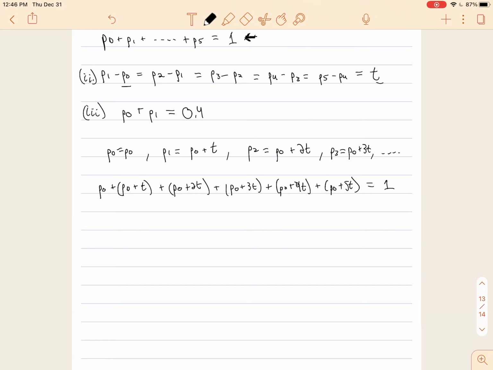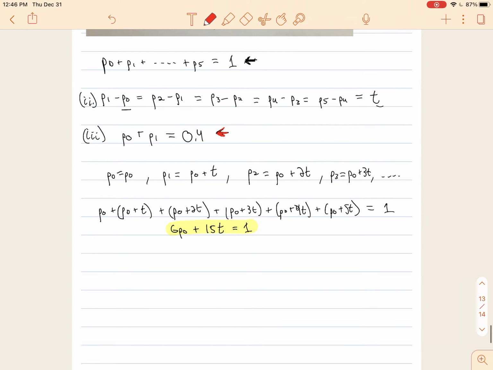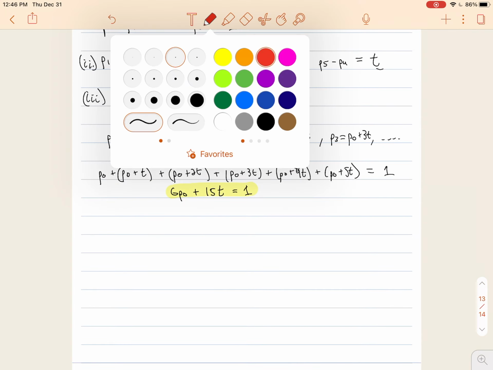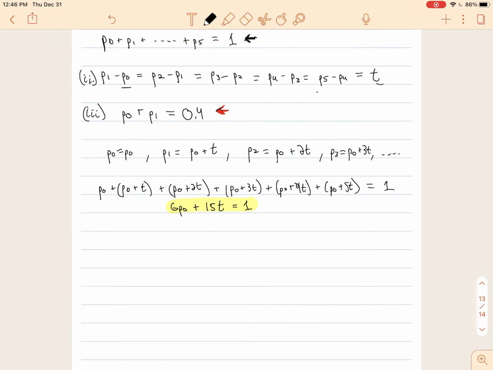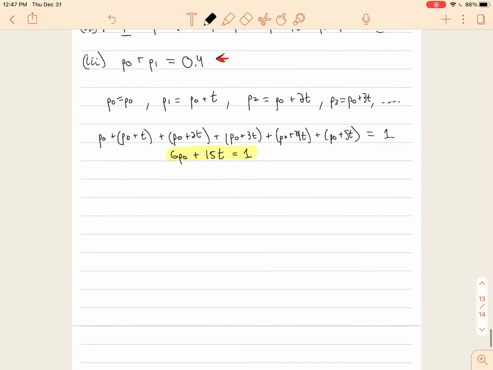So let's add up this left side. It's going to be 6P0 plus 15t equals 1. So this is one equation here. Now, we can use this equation to figure out a second equation to solve for t and P0, because once we have P0 and t, we can solve for P5 and P4. We can pretty much get whatever probability we want based upon those variables. So let's get that second equation.